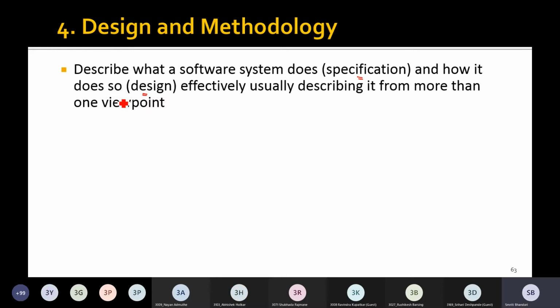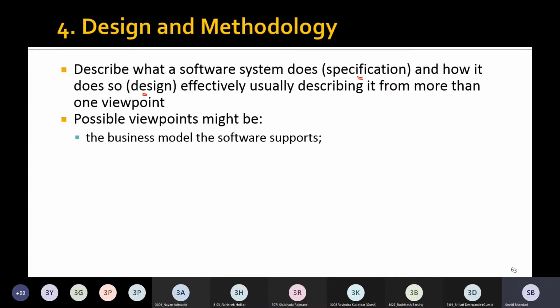Right? So whatever system you are building, describe what it does and how it does it. Usually you should include more than one viewpoint. So what are the viewpoints? Those you should include in this chapter, right? While providing the details of your design.